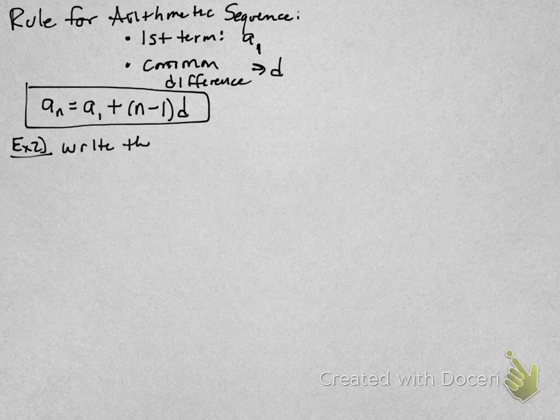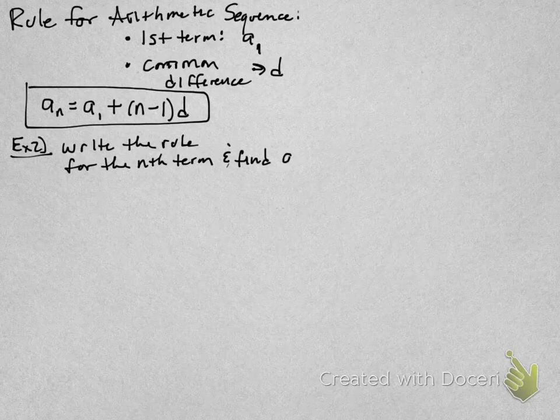Write the rule for the nth term, and then find, let's say, the 15th term, a sub 15. Okay? We'll do two of them together. So for a, I have 4, 9, 14, 19, on and on and on.